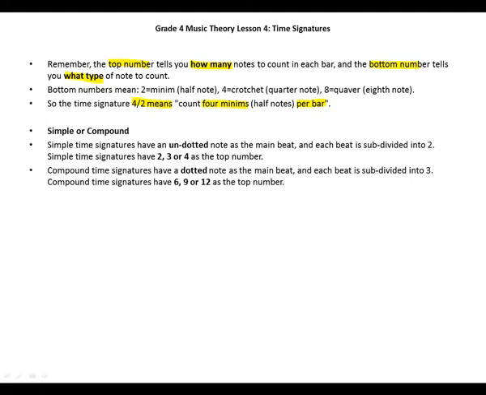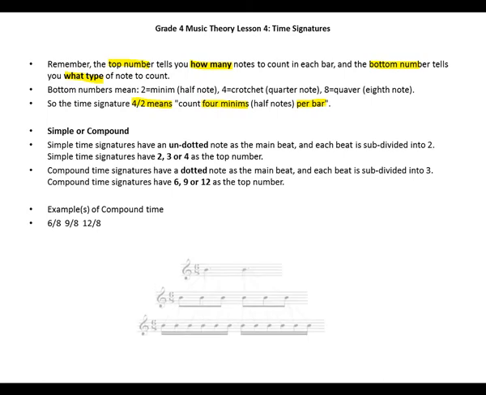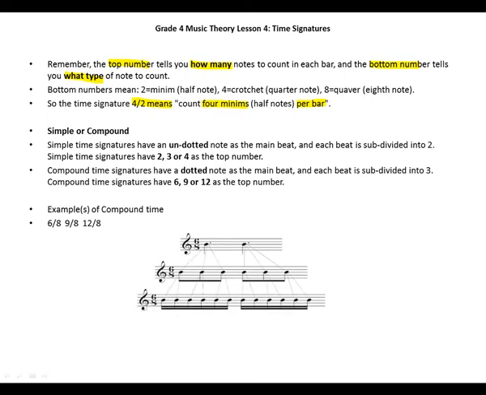Compound time signatures have a dotted note as the main beat, and it's 6, 9, or 12 as the top number. Examples of compound time: 6-8, 9-8, 12-8. Take 6-8. As we said, you remember compound time signatures have 6, 9, or 12 as the top number. So now here we have 6-8.